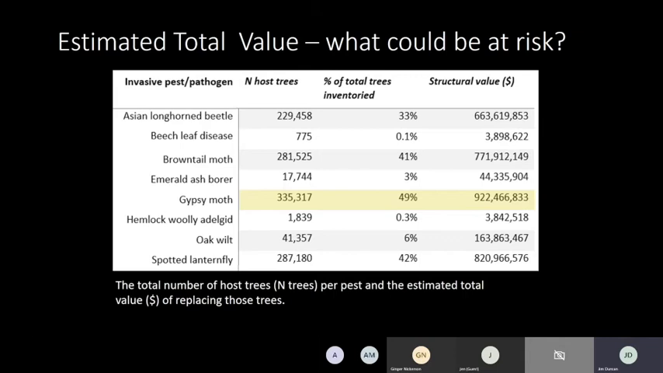So this table in the report just shows the total structural value. And so this is not an annual value. This is just the actual replacement cost.